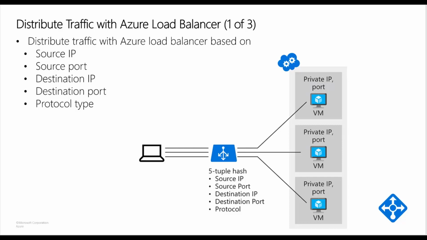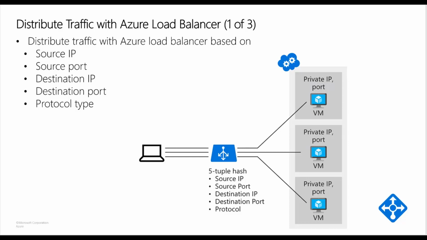The hash is made up of 5 elements. First is source IP, which is the IP of the requesting client. Source port, the port of the requesting client. Destination IP, the destination IP of the request. Destination port, which is the destination port of the request. Finally, the protocol type, whether it's TCP or UDP.